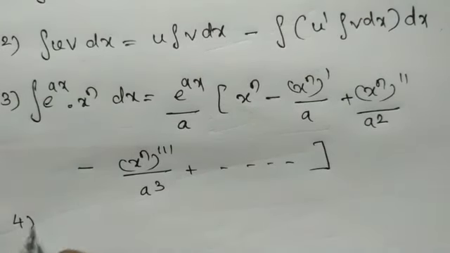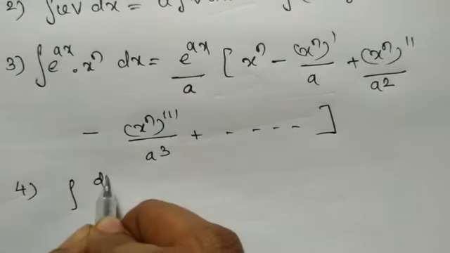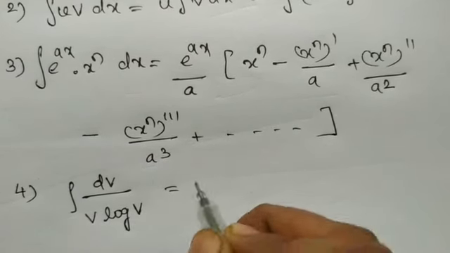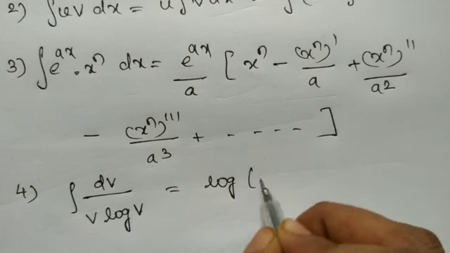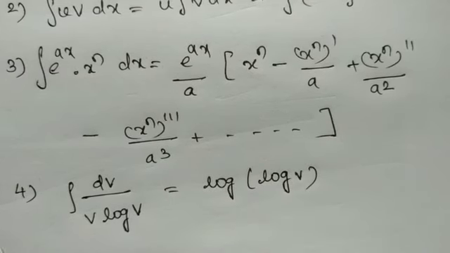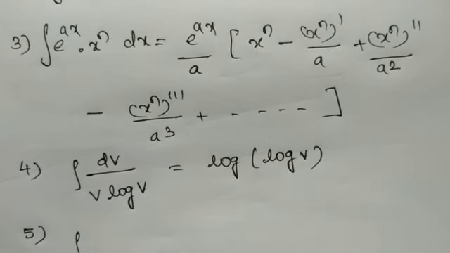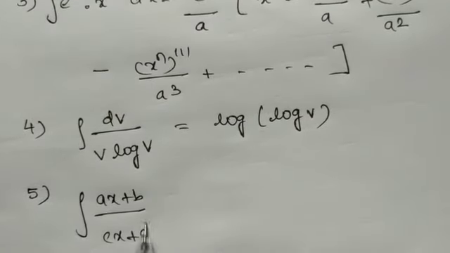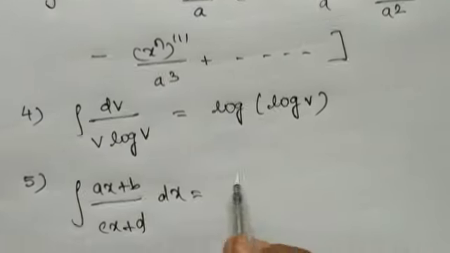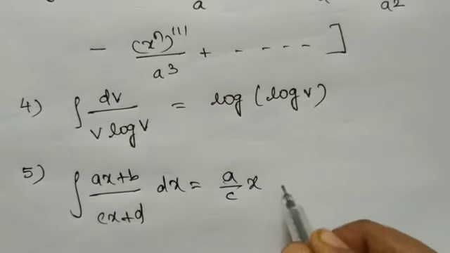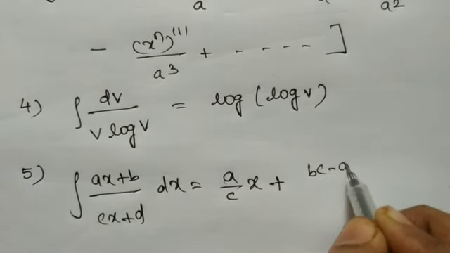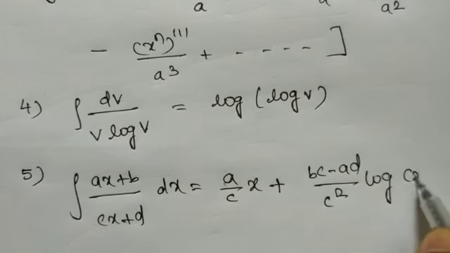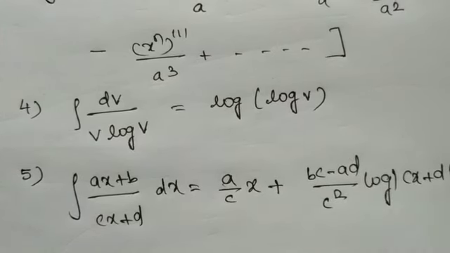So next formula, integration of dv by v log v, that is equal to log of log v. And next one, integration of (ax+b) by (cx+d) dx equal to a by c into x plus (bc minus ad) by c squared into log of (cx+d).